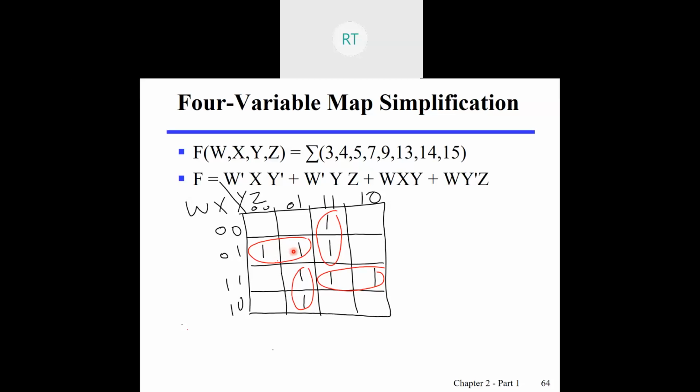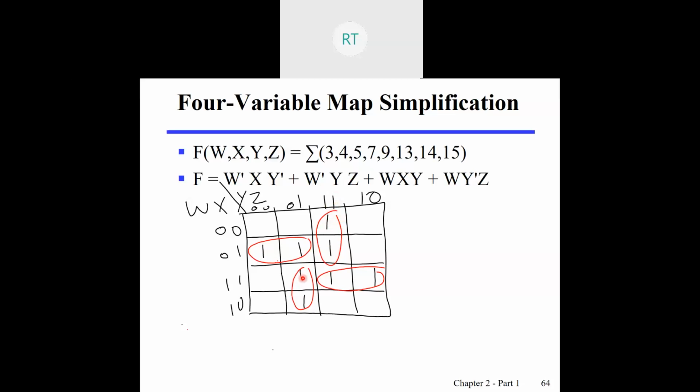Okay. I will move now to this one. Notice please. W was a 0. It remained a 0. So I have a W prime. X changed, it was a 0, it became a 1, so I don't have an X. I have a Y, I have a Z, so it is W prime Y Z. This is the second minterm.